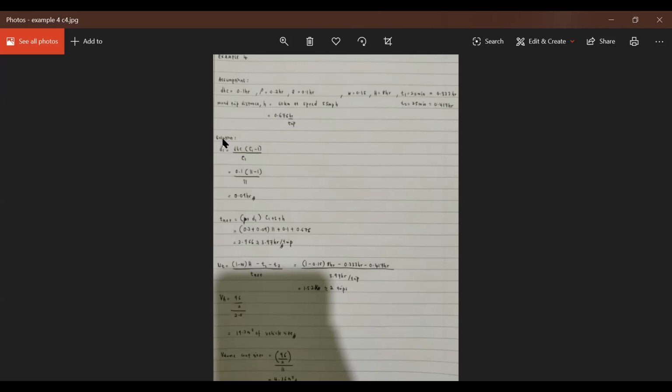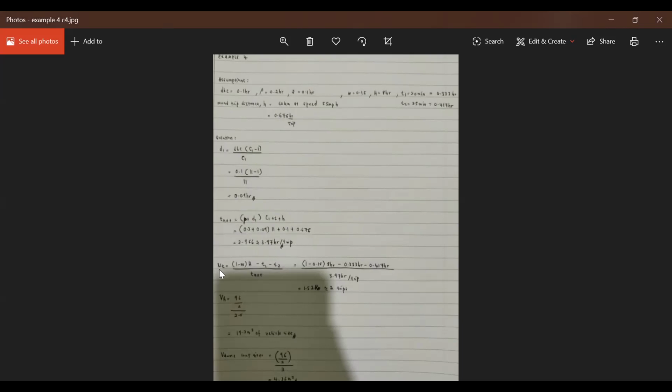And then for the solution, D1 equals DBC multiplied by (C1 minus 1) divided by C1. So DBC here is 0.1. Open the bracket 11 minus 1, close the bracket, divided by 11, so you can get 0.09 hours. For Tnet, (p plus D1) close the bracket, multiply by C1, plus Vs plus Vh. So you can get 3.966, which is approximately 3.97 hours per trip.